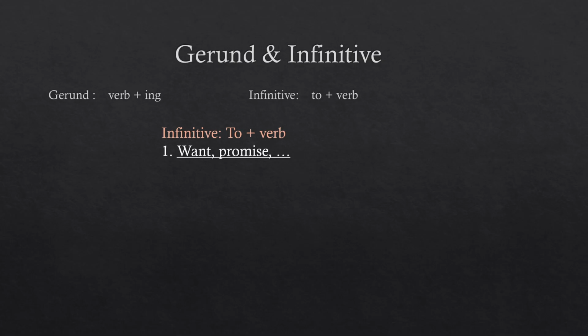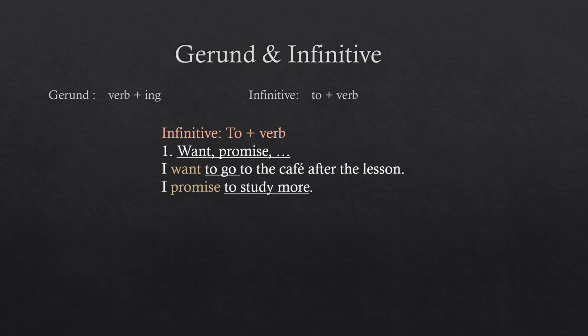The first one is after a specific group of verbs like want, like, promise. If after these words you want to directly bring a verb, you should bring the infinitive form of the verb. Like, I want to go to the cafe after the lesson. I want to go. Why "to go"? Because of want, because my verb appeared after want. Therefore, the only form that I can bring is infinitive, meaning to plus verb.